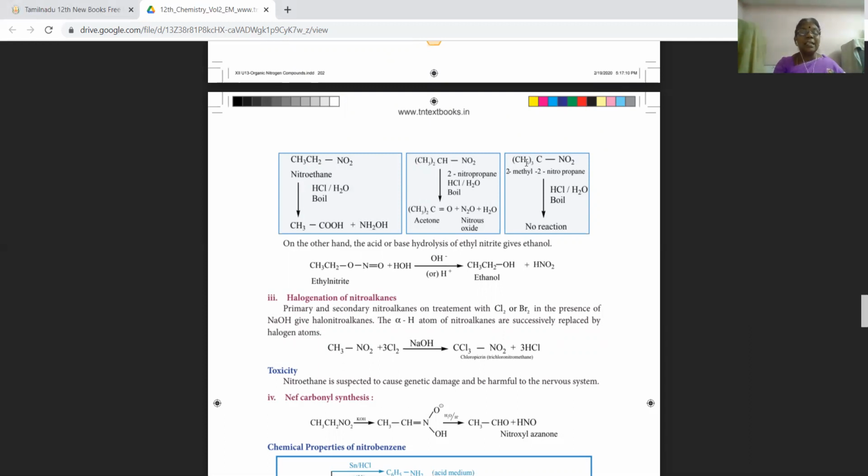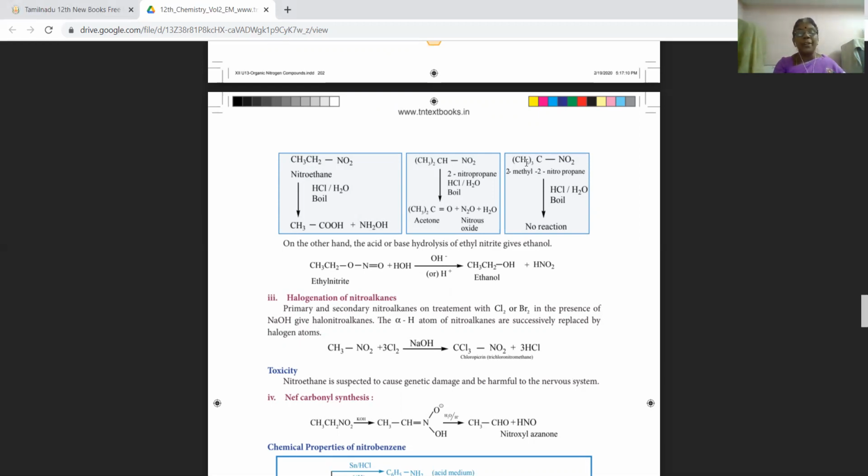That is CH3CH2ONO. On hydrolysis, you will get CH3CH2OH, that is ethanol alcohol. Next is halogenation. Halogenation means addition of halogens. Primary and secondary nitroalkanes on treatment with chlorine or bromine in the presence of sodium hydroxide give halonitroalkanes. That is, the alpha hydrogen atoms of nitroalkane are successively replaced by the halogen atom.